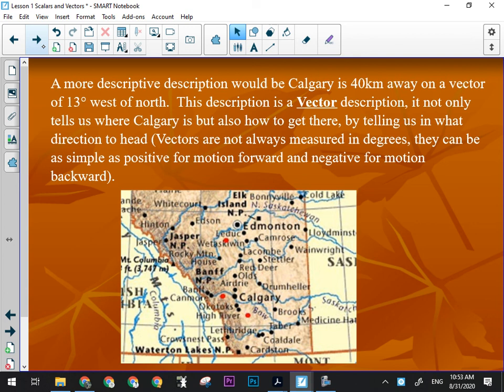So this is a vector description. It not only tells us where Calgary is, but also how to get there, by telling us in what direction to head. Vectors are not always measured in degrees. They can be as simple as positive and negative, which is what you would have dealt with in Science 10: forward, backward, right, left. But in Physics 20, we deal with compass directions, so it becomes more accurate.